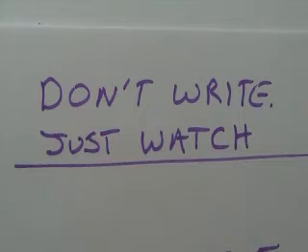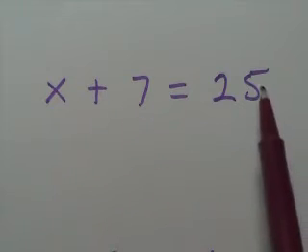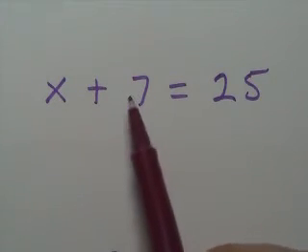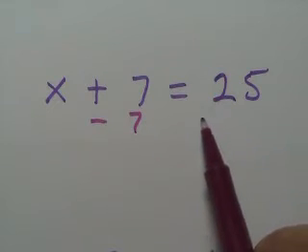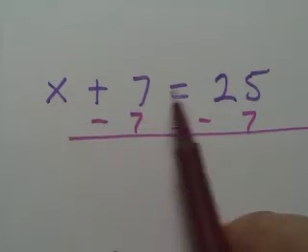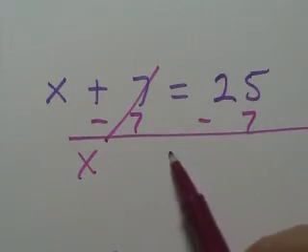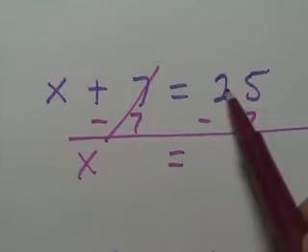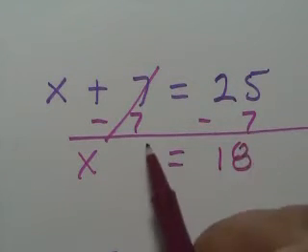Okay, don't write what I'm going to show you, just watch, please. Just a quick review on equations, such as this simple one here. We want to get rid of the plus 7, so I do the opposite, or the inverse. I would subtract 7, but I have to do it to both sides. You got to be fair. What you do to one side, you have to do the other. So that's gone. Leaves us with x. Keep the equals lined up. 25 minus 7 is 18.